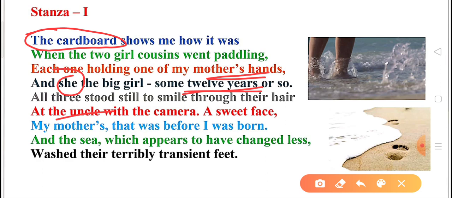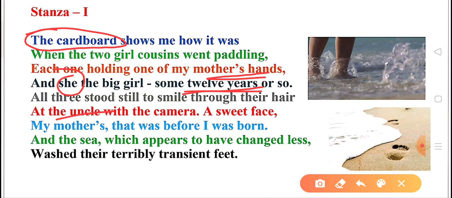So the scene is, the poet's mother is standing in the center, and her two cousins are standing on her flanks, to her sides, holding her hand. The blowing winds are disturbing their hair, which has fallen on their faces. They are smiling through their hair because they are posing for their uncle to click their photographs.